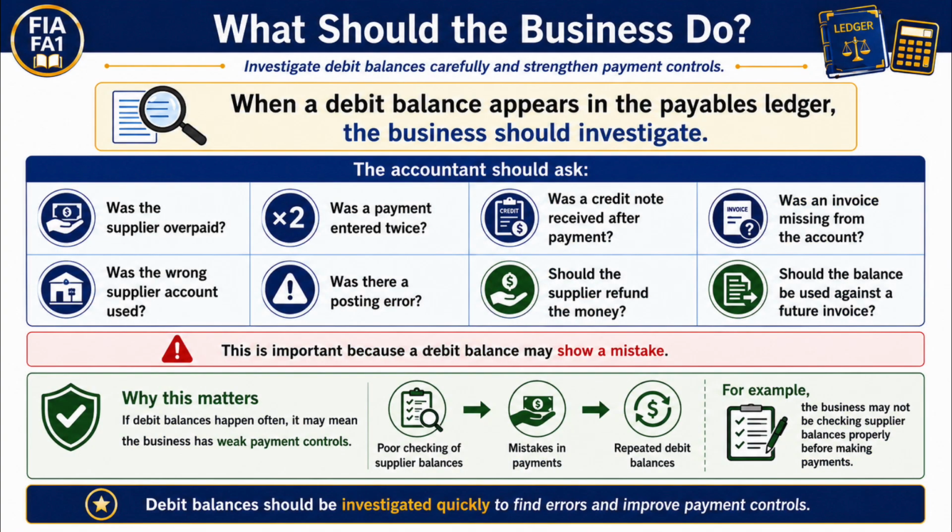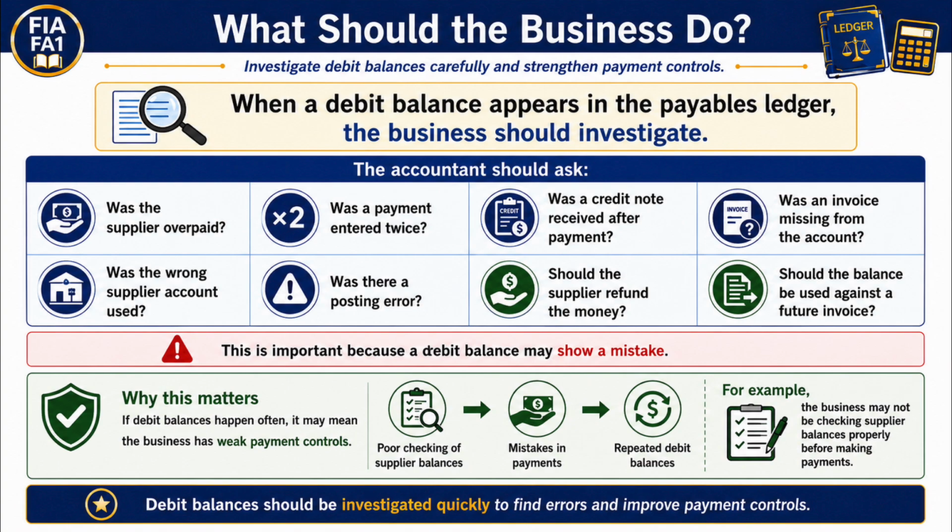What should the business do? When a debit balance appears in the payables ledger, the business should investigate. The accountant should ask, was the supplier overpaid? Was a payment entered twice? Was a credit note received after payment? Was an invoice missing from the account? Was the wrong supplier account used? Was there a posting error? Should the supplier refund the money? Should the balance be used against a future invoice?